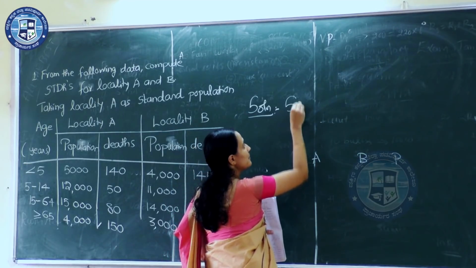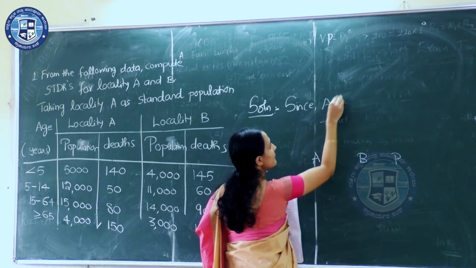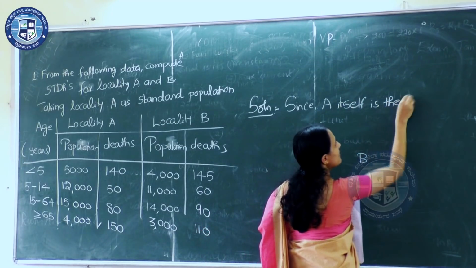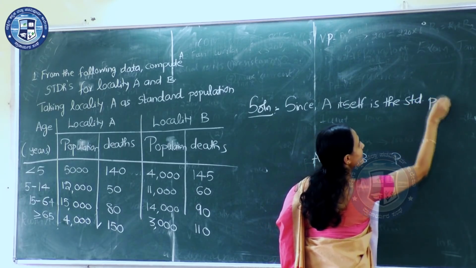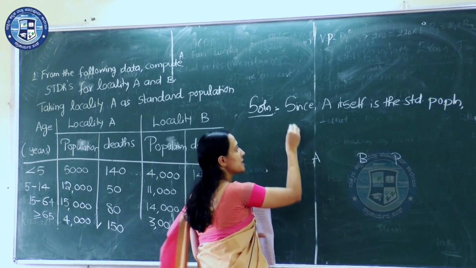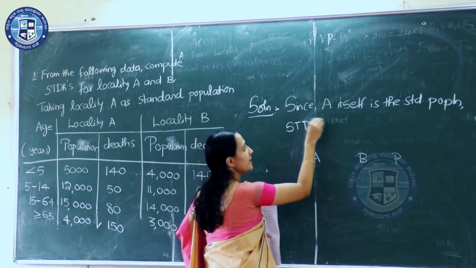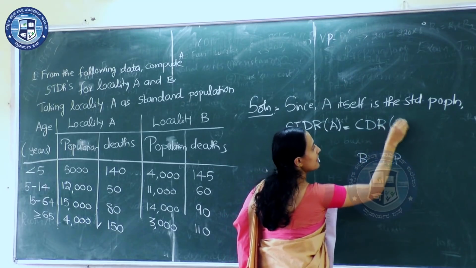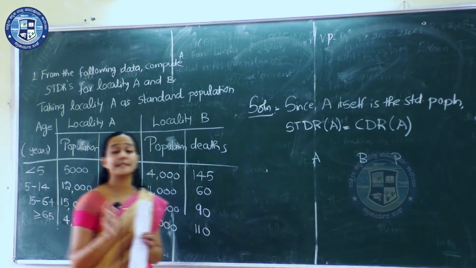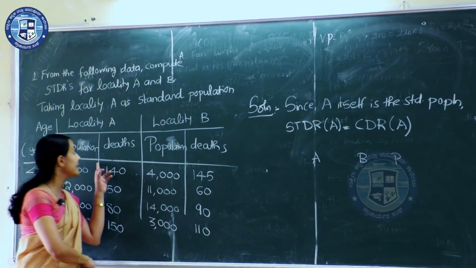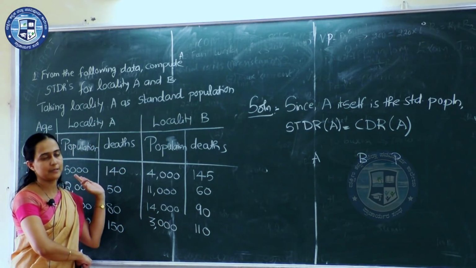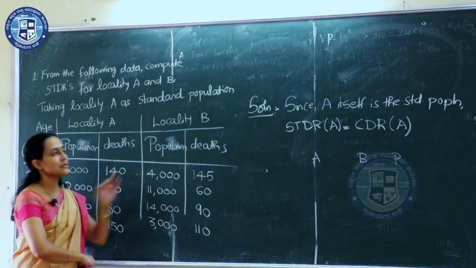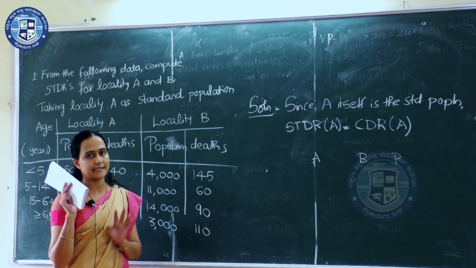Since A itself is the standard population, STDR of A is the same as CDR of A. Remember, this is the second type problem. Here locality A itself is the standard population, so STDR of A is the same as CDR of A. So no need to compute age specific death rates and all.